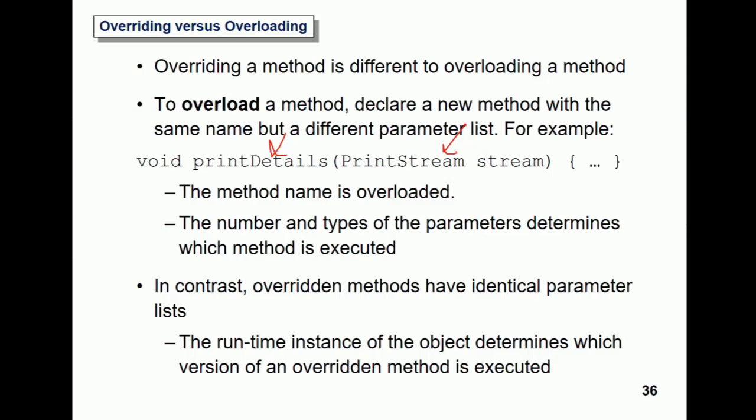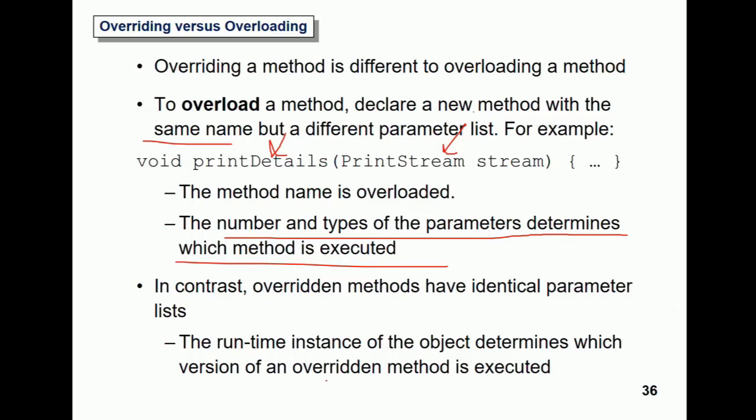So now we've got two versions of the print details method. One where you don't pass any information to it, and one, in this example, where you're passing it information. You're saying, if somebody passes this print stream into it, then please print it to this print stream, not just to the console. So we call this overloading. Basically you're overloading the method name. You've got several methods with exactly the same name, so we call that overloading. To overload a method, declare a new method with the same name but a different parameter list. That's an example. Then the method name is overloaded. The number and types of parameters determine which method is executed. The runtime environment will look at the data being passed into the method, and that's how it knows which of the methods to execute, based on what makes sense.